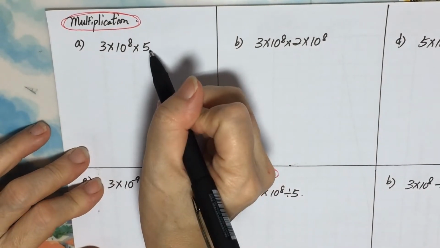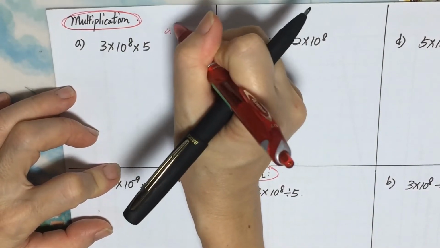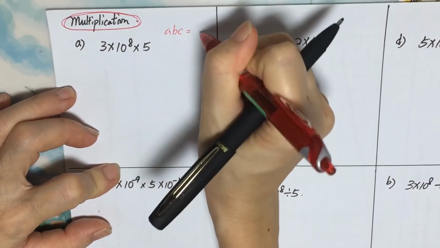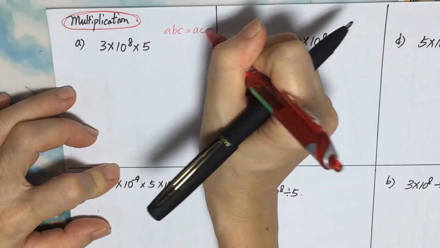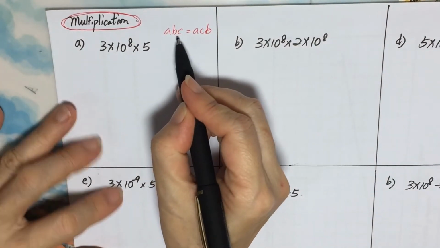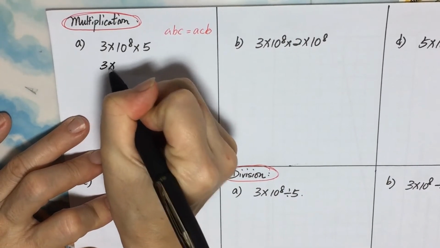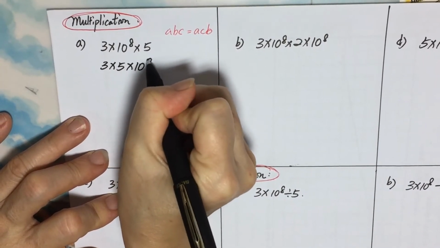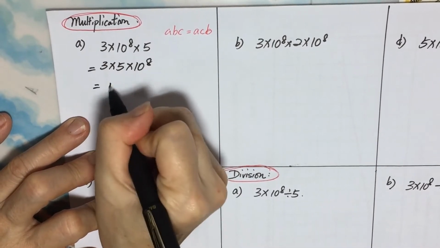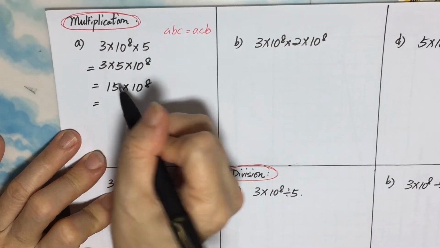If I'm multiplying by 5, it is just like if I have A times B times C, I can change the order to be A, C, and B. So I can just swap the position of B and C. In this case, it is 3 times 5 times 10 to the power of 8. And 3 times 5 is 15, so 15 times 10 to the power of 8, but this is not standard form yet.